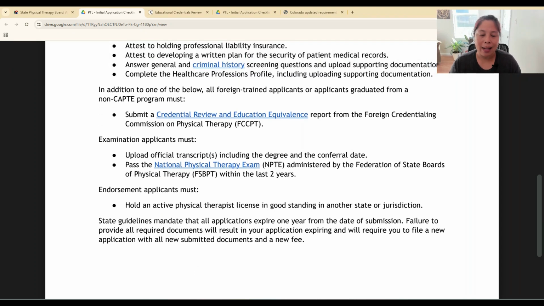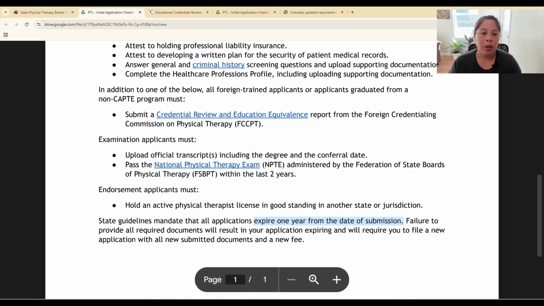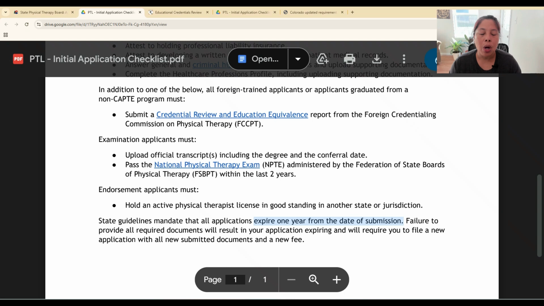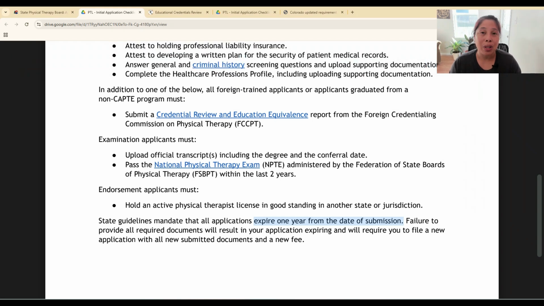State guidelines mandate that all applications expire in 1 year. So this is very important. You only have 1 year to complete all the requirements, okay? After 1 year, you have to apply again if you did not complete the requirements and did not pass the NPTE within that 1 year period from the time that you started the application to the state of Colorado. Then you have to pay again the following year. Failure to provide all required documents will result in your application expiring and will require you to file a new application with all new submitted documents and a new fee.